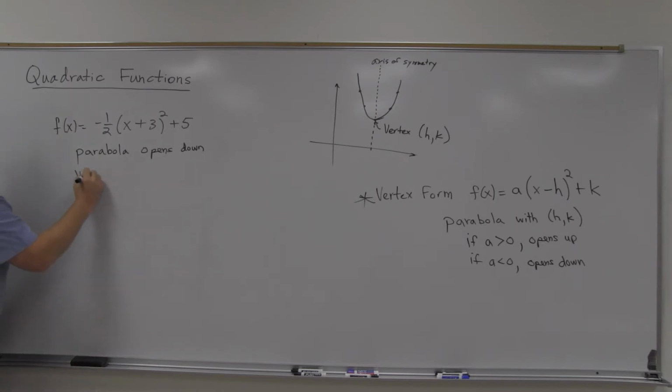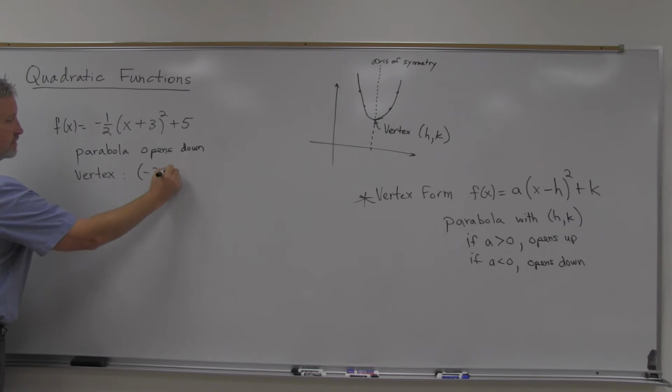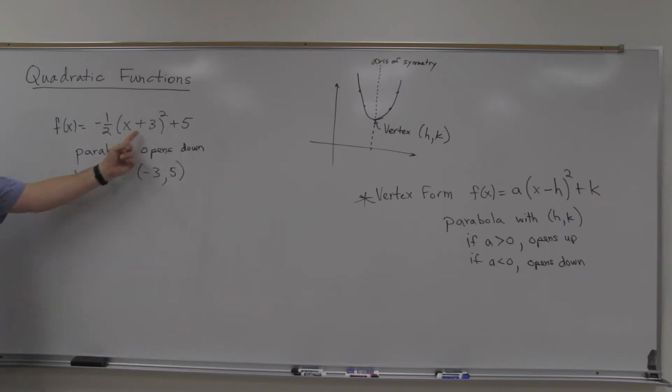All right, what's my vertex? Negative 3, positive 5. Why is it negative 3? Because it's the opposite. For the h, you do the opposite of what's inside with the x. So you've got a plus 3 here, so it's negative 3, and that's because of the shifting. That's going to make it go 3 to the left. The k is straight up like it is, positive 5.